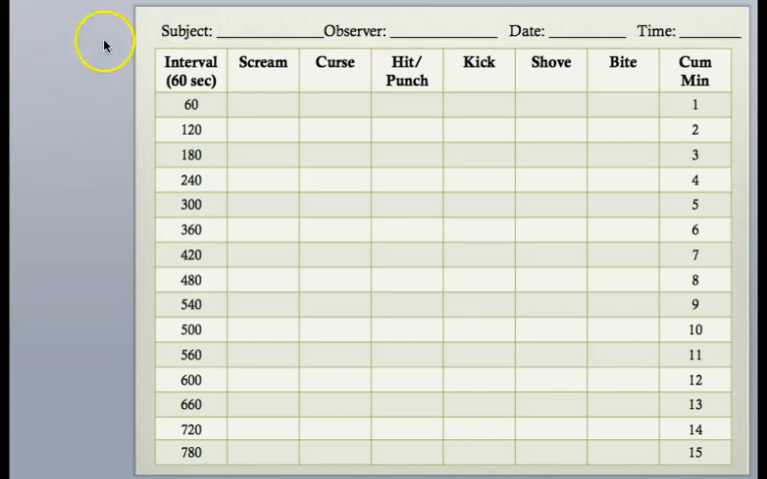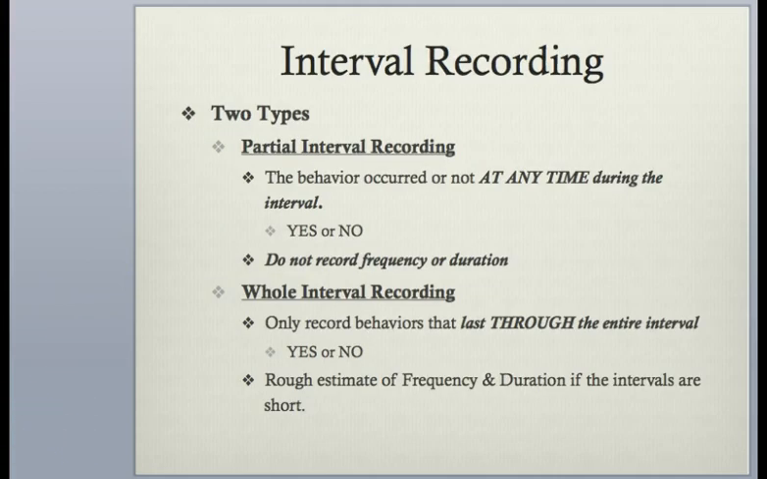And here our behaviors are, again, screaming, cursing, hitting, punching, kicking, shoving, and biting. And so we have the actual intervals themselves. And here, this is the cumulative minutes, 1 minute, 2 minutes, 3 minutes, 4 minutes. And the interval is a 60-second interval. So then you would start your recorder and record your behaviors as you observe. It's pretty straightforward. Now, there are two types of interval recording that you would use those data collection sheets with.